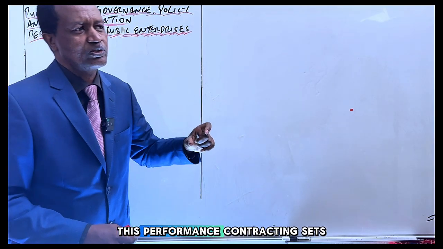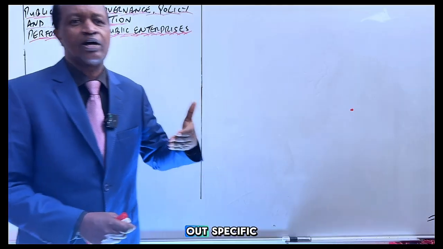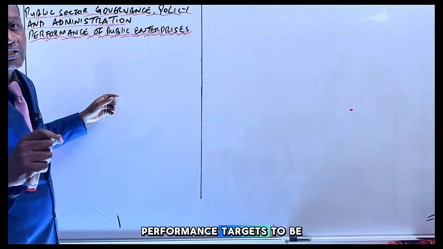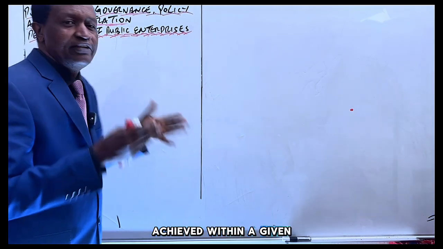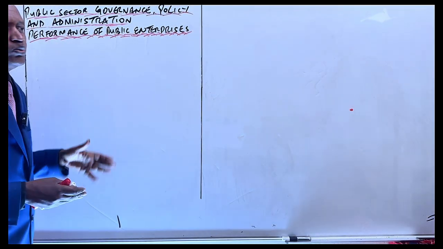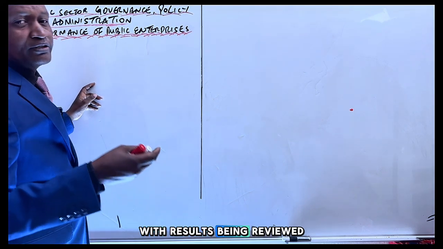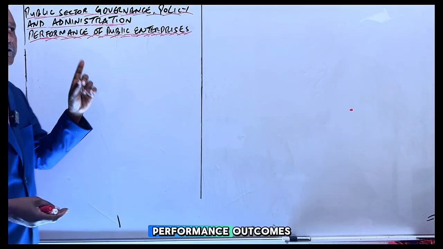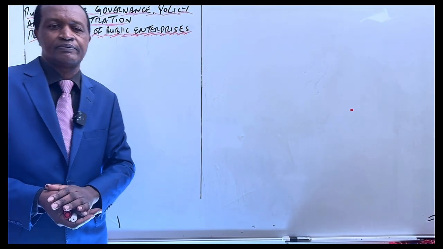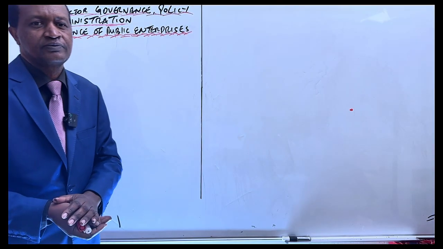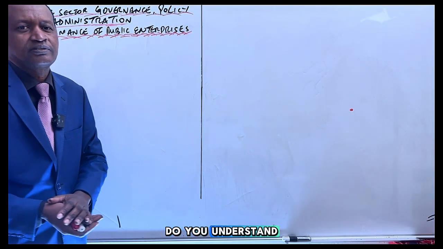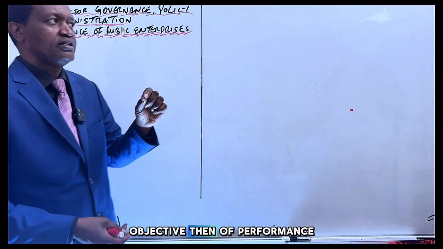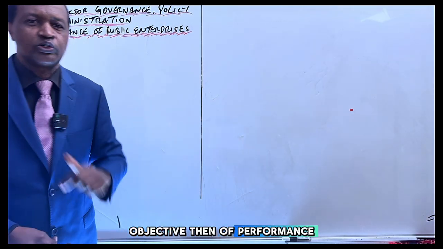This performance contracting sets out specific measurable performance targets to be achieved within a given period of time, with results being reviewed and consequences attached to performance outcomes. Do you understand? Yes. So what is the objective then of performance contracting?